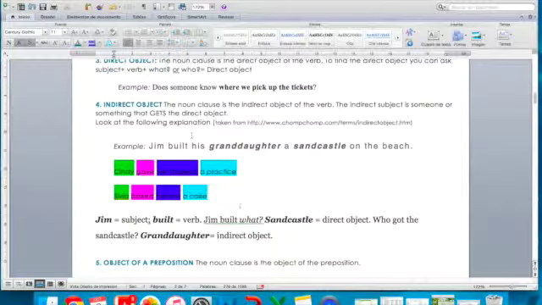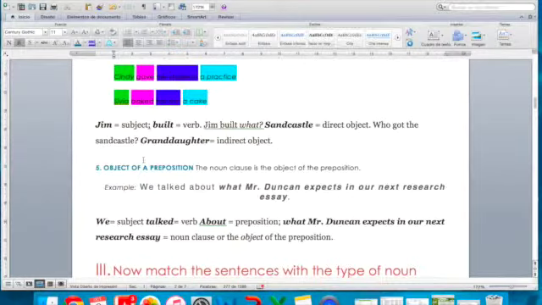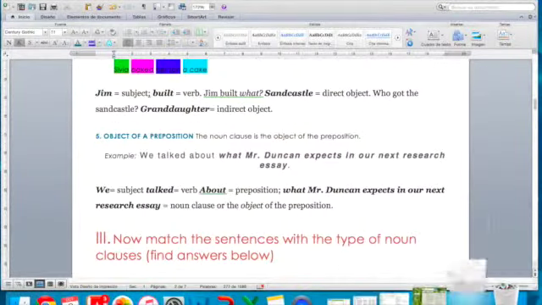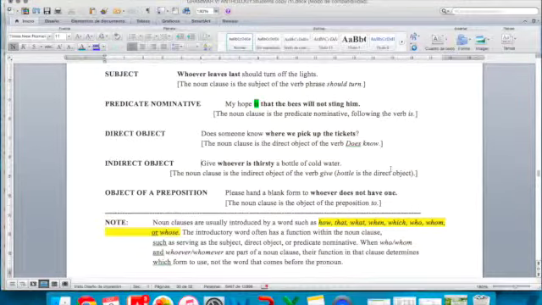Okay? What is the action? Bake. What was baked? The cake. But who received the cake? Her son. So that is the indirect object. Okay? And the object of a preposition, for that I'm going to go back to the previous one. So the object of a preposition, it sounds very complicated, but it's really easy. Those are noun clauses that go before a preposition.